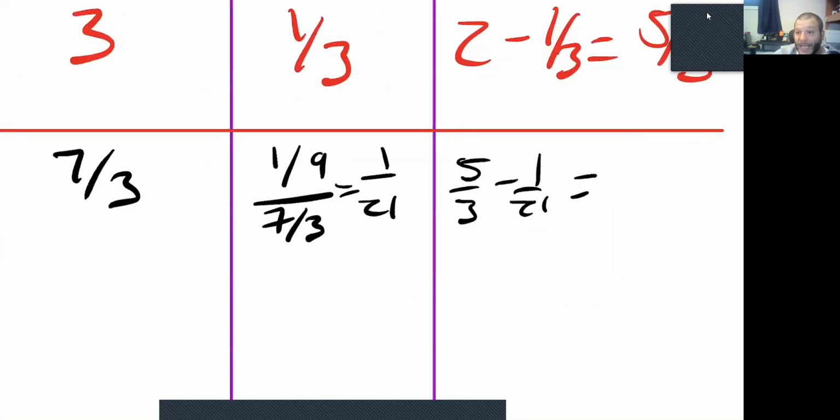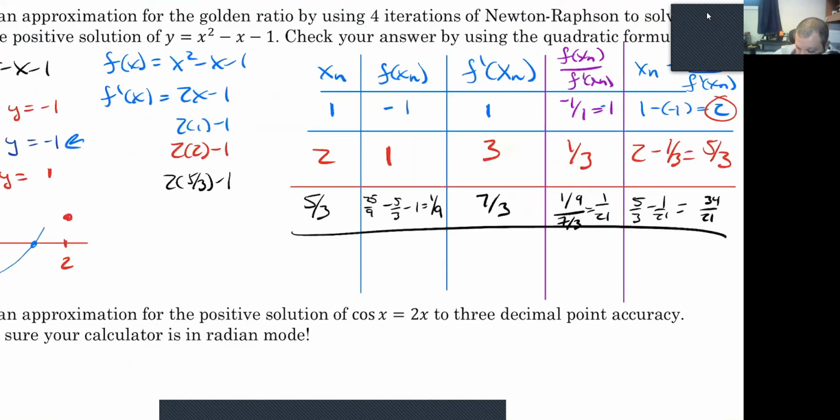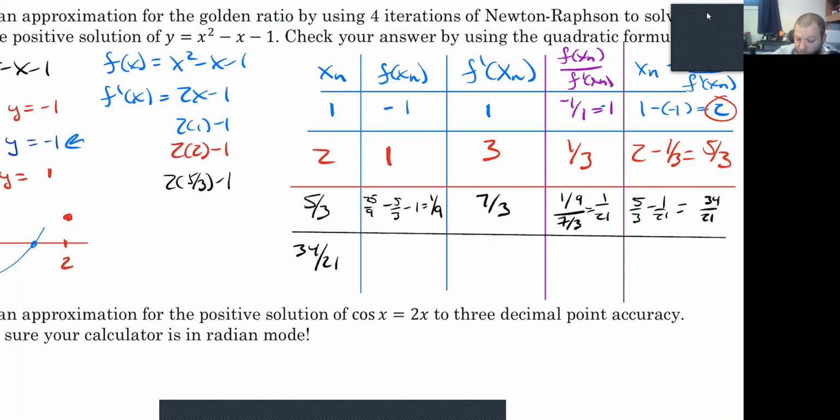5 over 3 would be like having 35 over 21. So then our next guess would be 34 over 21 as a fraction. And then we would use 34 over 21 as our next guess. And we do this over and over and over again until we got something pretty close, right?